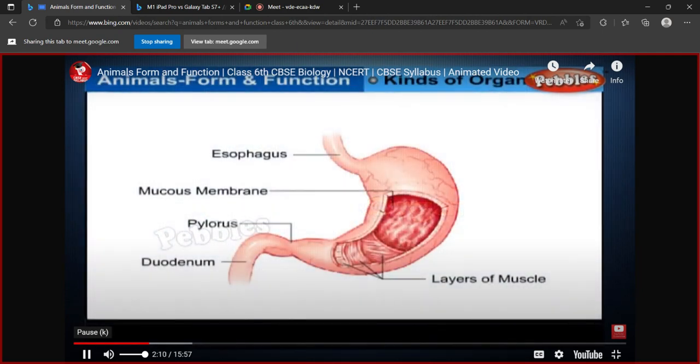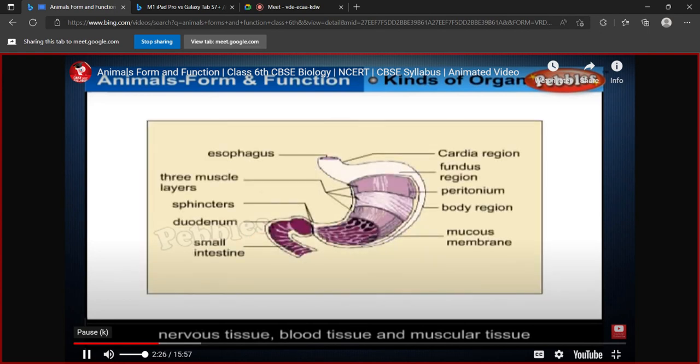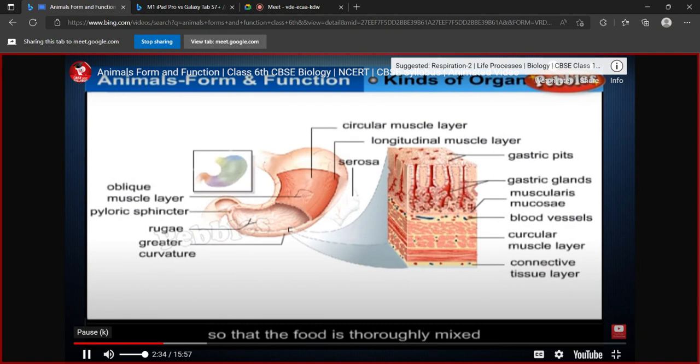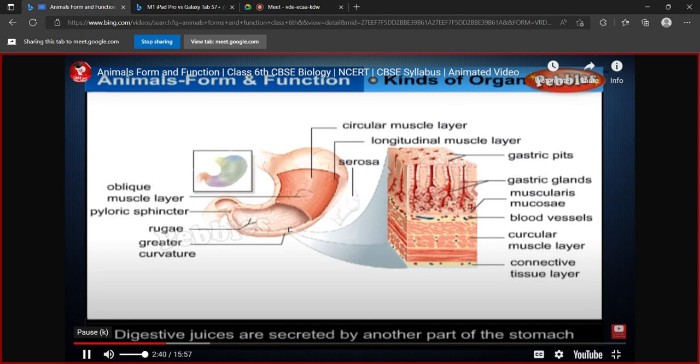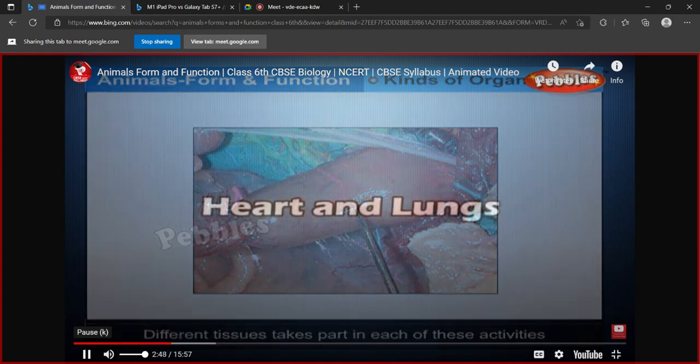Kinds of organs. Stomach. Stomach is an organ of digestion. It is made up of different tissue like epithelial tissue, nervous tissue, blood tissue, and muscular tissue. Different parts of the stomach help in the job of digestion of food. One part causes contractions and expansions so that the food is thoroughly mixed. This is called peristalsis. Digestive juices are secreted by another part of the stomach. Different tissues take part in each of these activities.